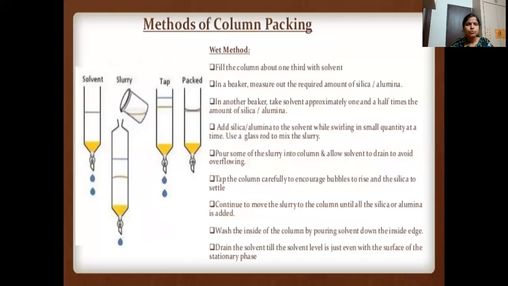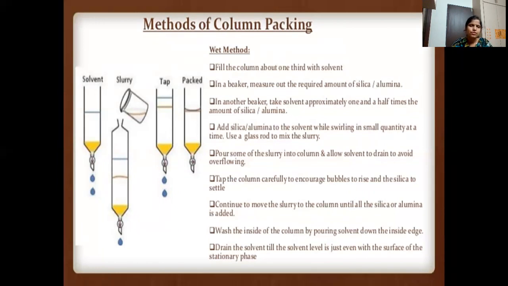Now we'll see the wet packing method. In wet packing, again we first insert the glass wool from the top into the column. Then take the solvent, whatever solvent you are taking, and pour it to one third of the column. After that, you have to prepare the slurry. Slurry is where, suppose you are taking silica gel, we take the solvent and add this silica gel into the solvent so that a uniform slurry is formed.